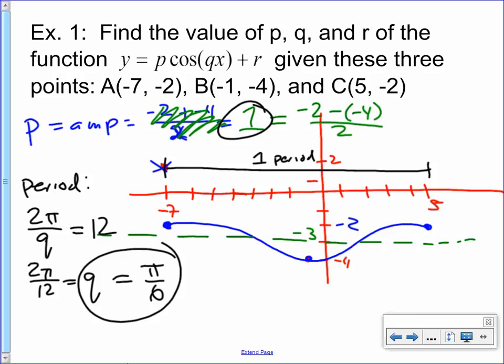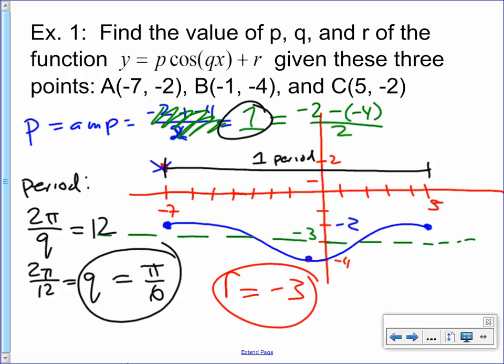Down, not down 4. Where's the middle? It's 3, the middle. Always go with the middle because we don't know if this graph was compressed or not. So always go with the center. The center is at -3. That means your R was -3 because you had to drop that center down by 3.